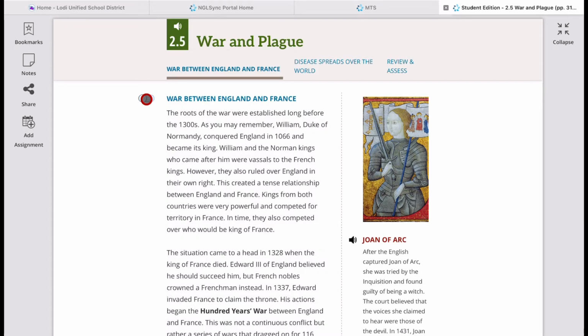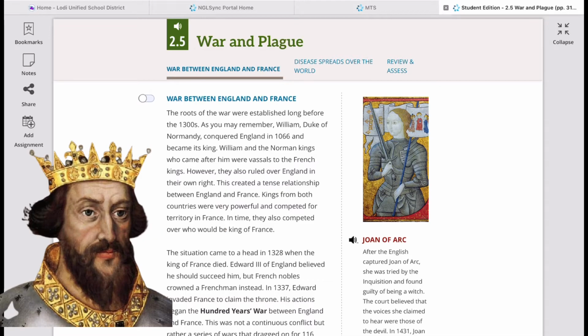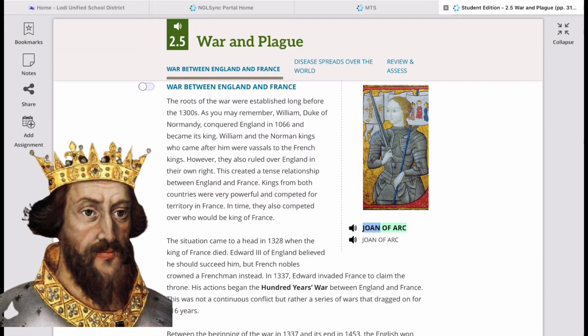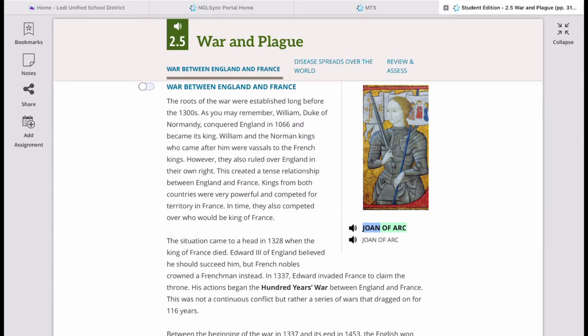In 1328, the king of France died, and Edward, the king of England, Edward III, believed that he should succeed him. But French nobles crowned a Frenchman instead. So in 1337, Edward decided to invade France to claim his throne. His actions began the 100 Years' War between France and England. Like what I said, this is not a continuous war, but rather a series of wars that dragged on for 116 years. So many victories were won by the English crown.